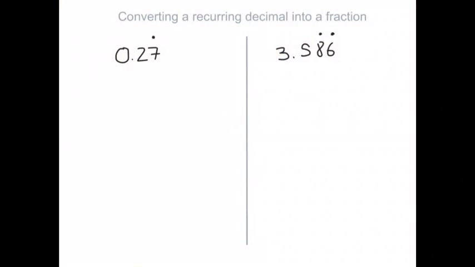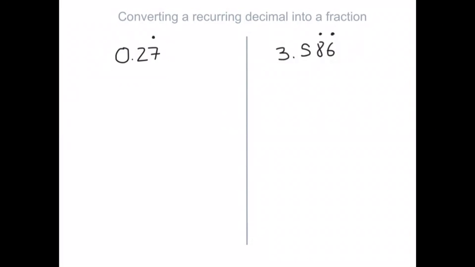Hello everyone, in this tutorial we'll have a look at the conversion of recurring decimals into fractions. We'll take two examples, the first one with only one recurring digit and the second one with two recurring digits, and we'll see how this difference affects our method.